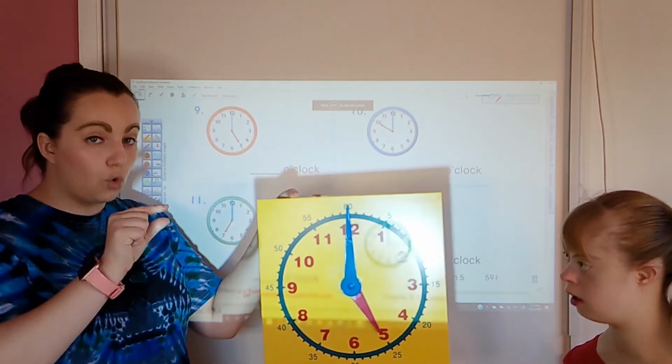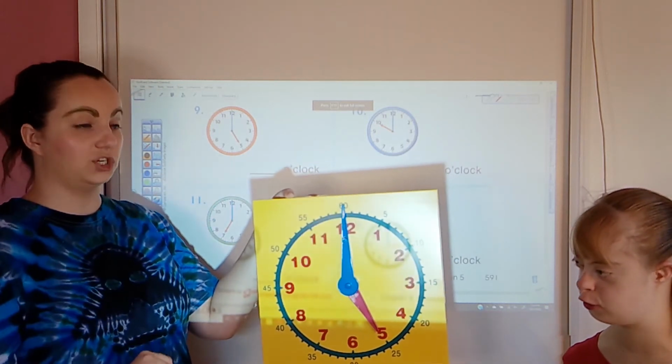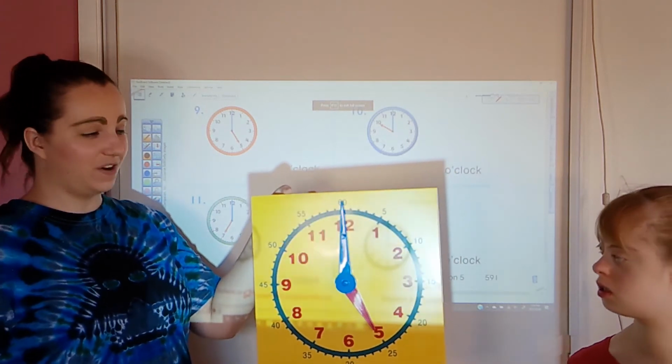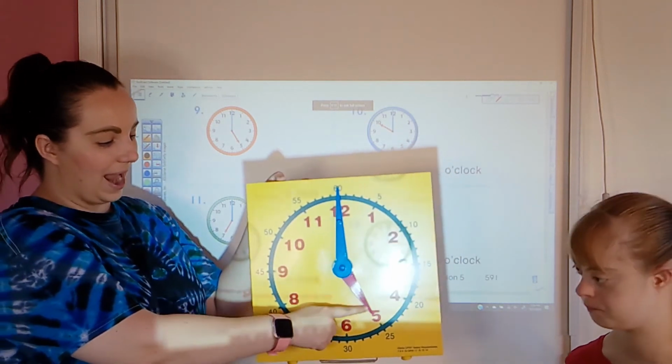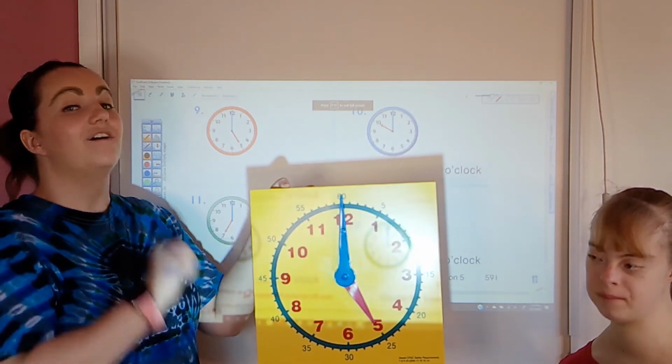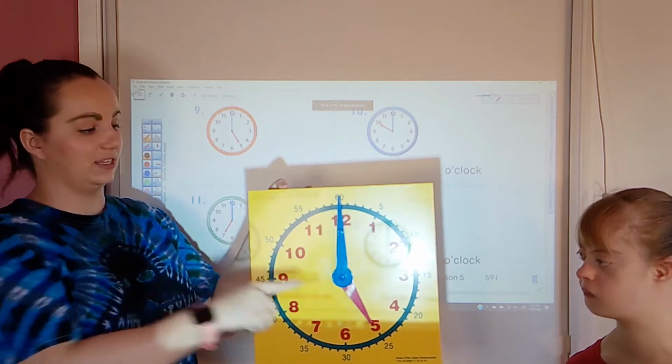The short hour hand. Nice job, Kaylee. If that's what you're saying at home, great job. Keep doing your best to follow along, okay? So what hour is that short hour hand pointing to? 5. Very good. It's 5.